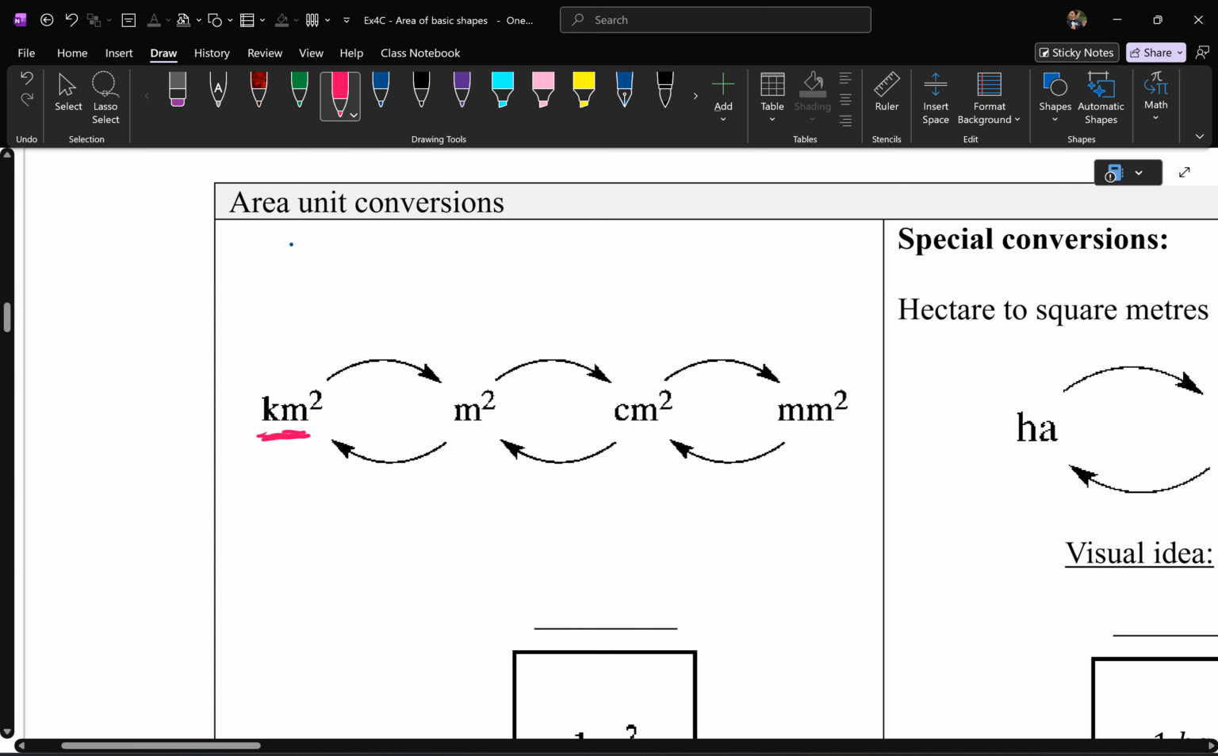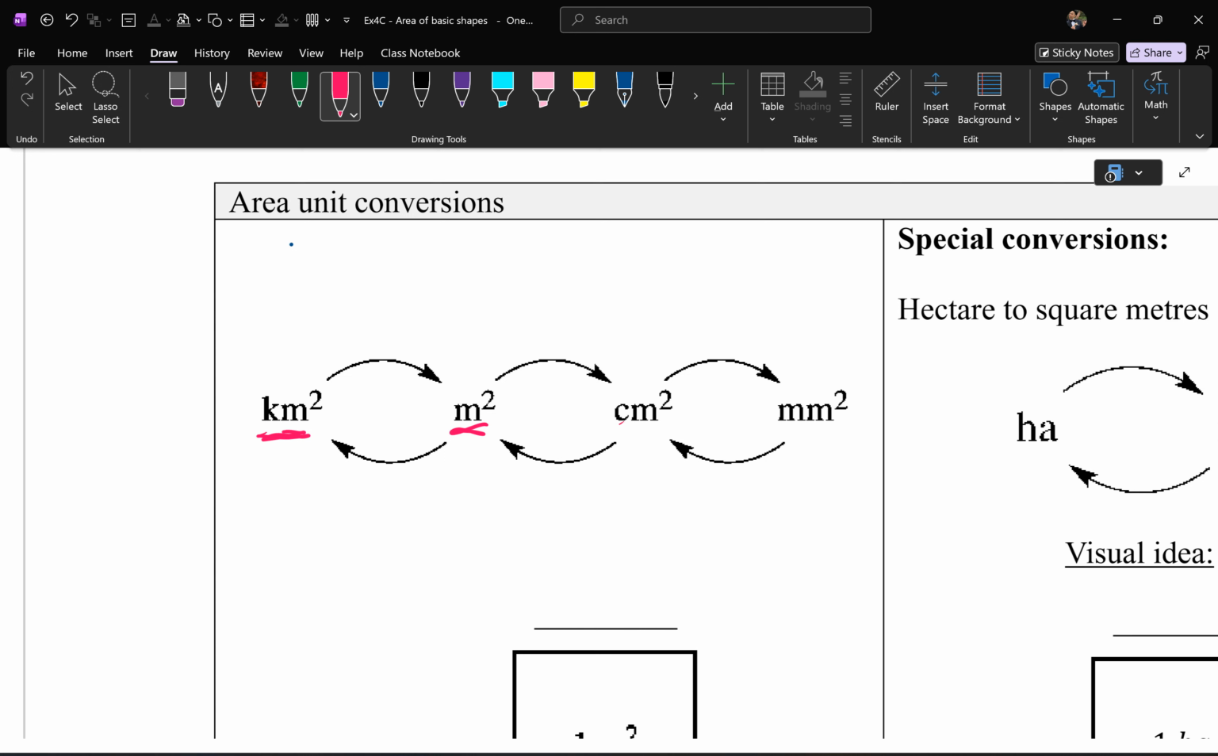Notice here, a lot of students say it's kilometers squared, and then they say meters squared, and they say centimeters squared and millimeters squared. That is the wrong language. If you went to a real estate or try to buy at an auction, the real estate agents will laugh at you because it just doesn't make sense to say meters squared.